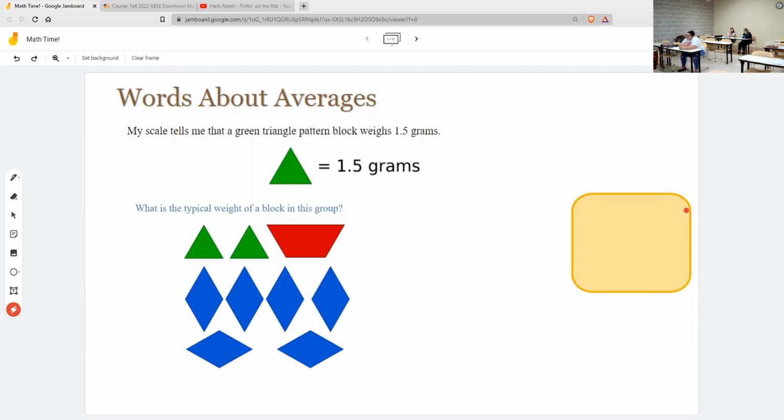So what do people think? This front group here, did you have an answer you like? 3 grams. And why did you say 3 grams? Because we were going off of that 1.5 grams. The typical weight would be the blue, because there was more of it, and it weighed twice the amount of the green triangle. Okay, so the most common one is the blue, and it weighs 3. So a typical weight is 3. That is a good way to say it.